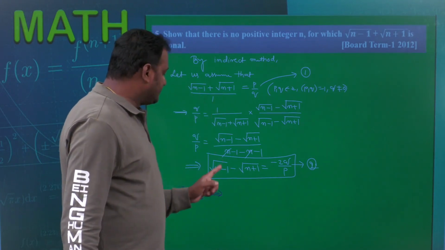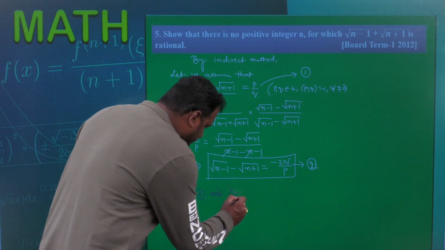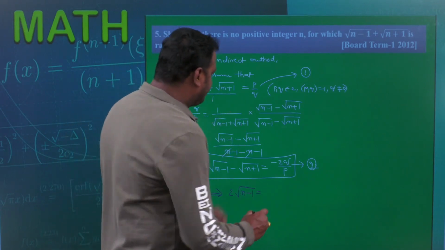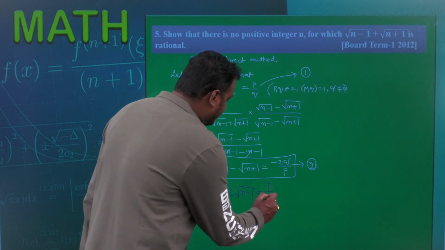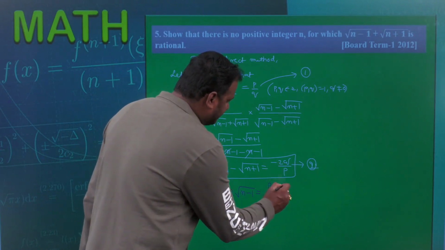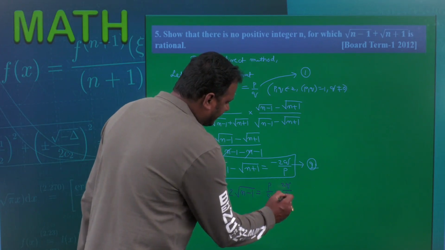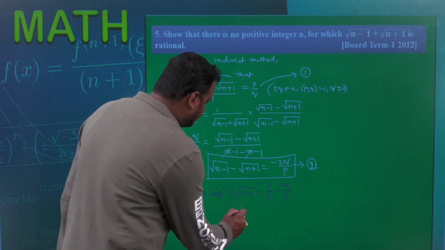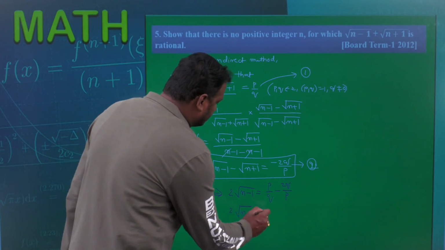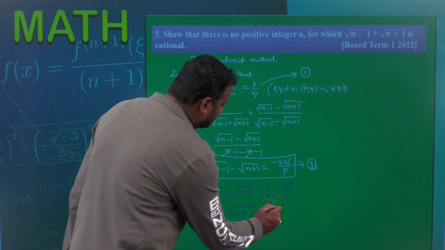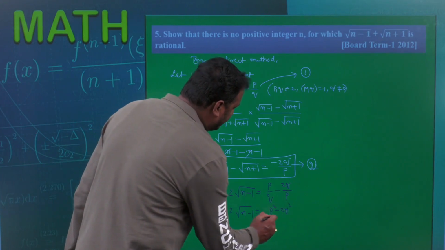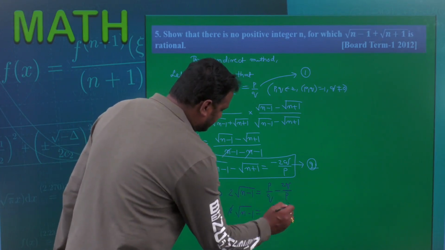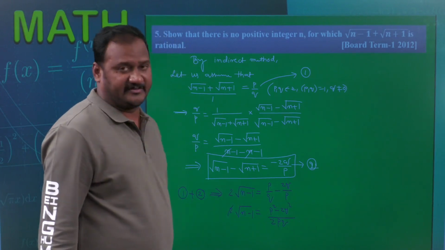Root over n minus 1 plus root over n minus 1 is going to be 2 root over n minus 1 is equal to, here right hand side is p by q plus right hand side is minus 2q by p, right? So when you simplify, you get 2 root over n minus 1 is equal to p square minus 2q square divided by pq. So transpose the 2 here, so divided by 2. This is the value of root over n minus 1.